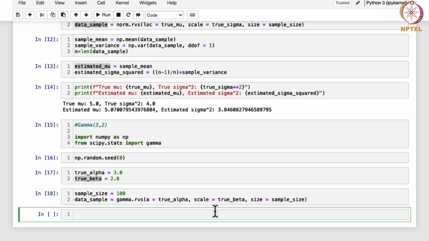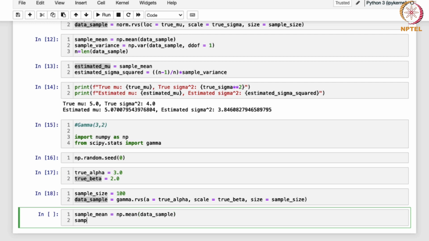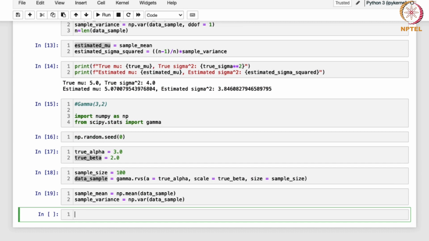Now we are going to calculate the sample moments. So here we need sample_mean, which is found using numpy's mean function, so here we will write data sample. And the sample variance would be np.var, again data sample. So the sample mean and sample variance have been calculated. Now if you recall, what were the estimators in the case of the gamma distribution?